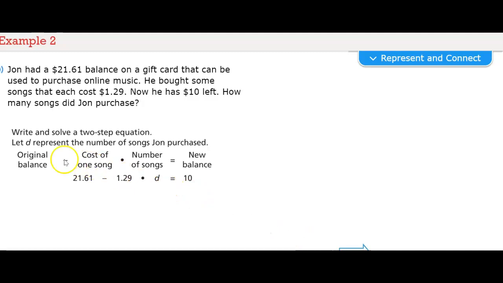Then use numbers. So we have $21.61. That was the beginning balance on that gift card. And then it tells us that each song costs $1.29, so we're going to subtract $1.29. And then the number of songs we don't know, so we're going to put a variable for that unknown, which is D. That's what they told us to use. And then the new balance we know is $10 left.